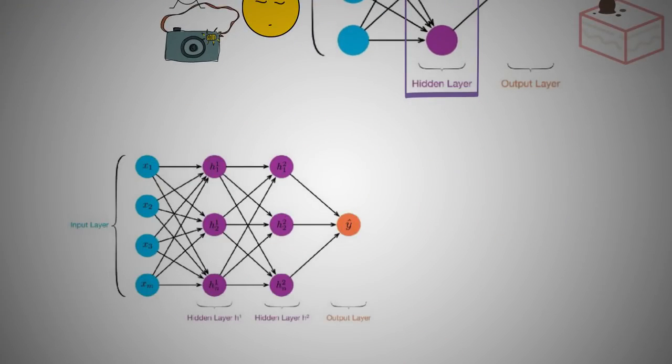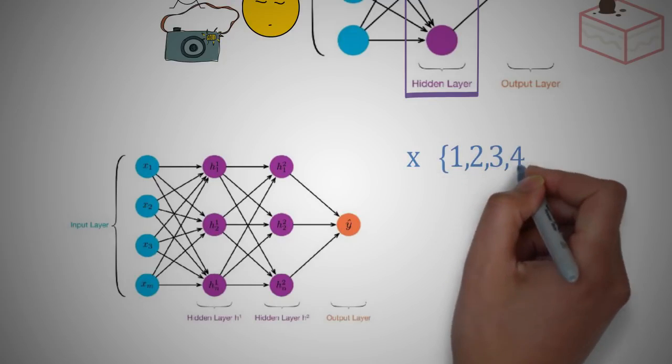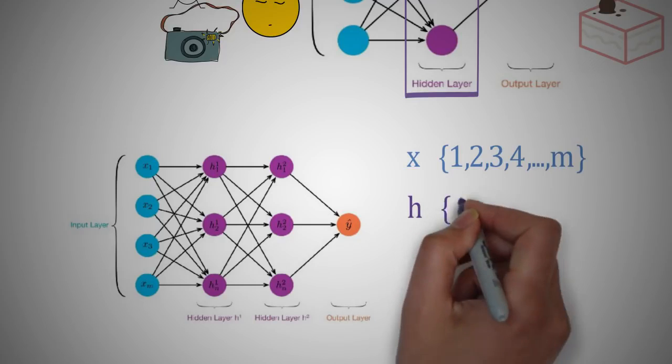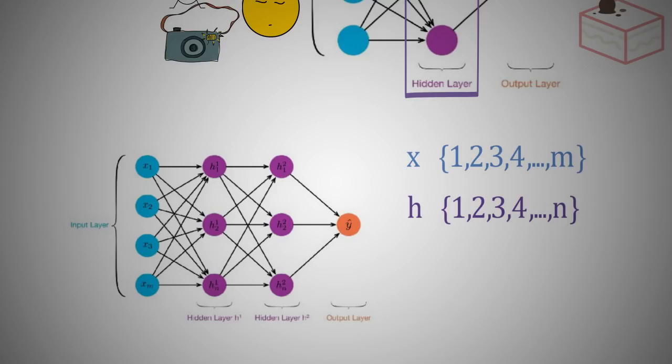So data in the input layer is labeled as X, with subscripts 1, 2, 3 all the way down to M. Neurons in the hidden layer are labeled as H, with subscripts 1 all the way down to N. Note for the hidden layer it's N and not M, since the number of hidden layer neurons might differ from the number in the input layer.